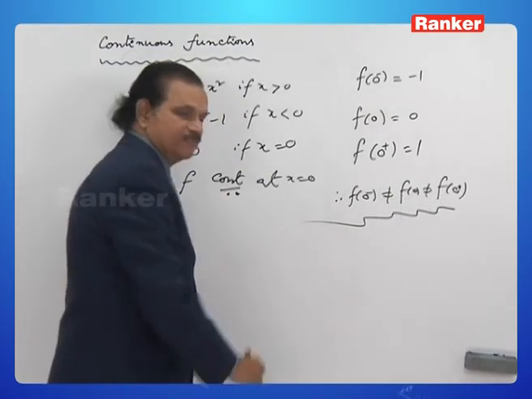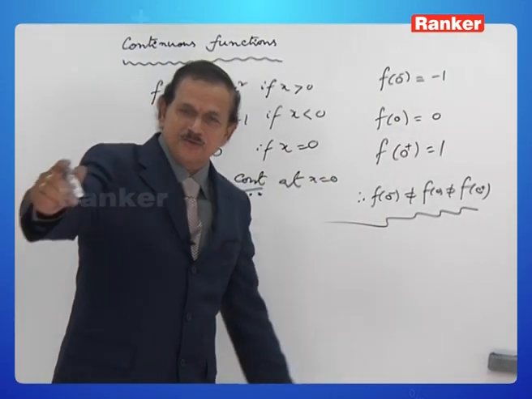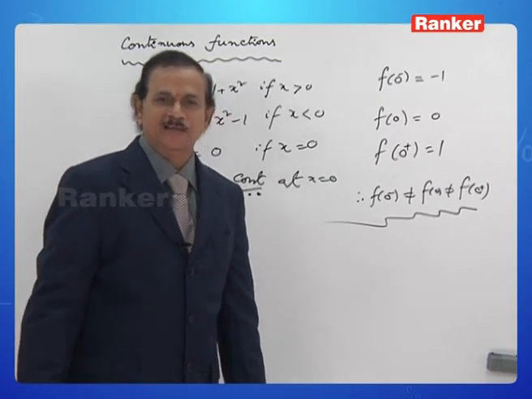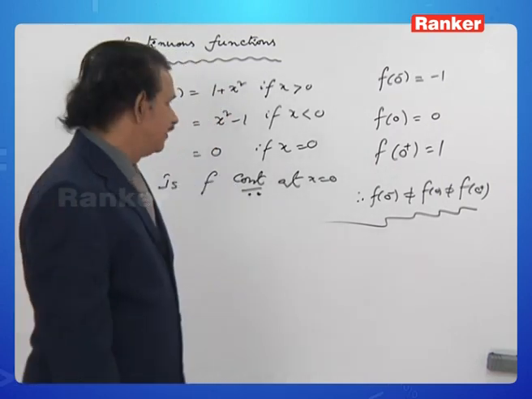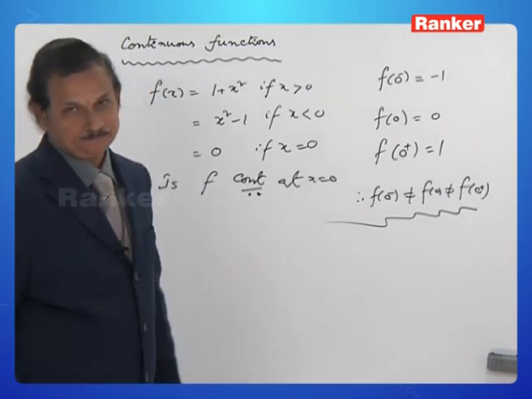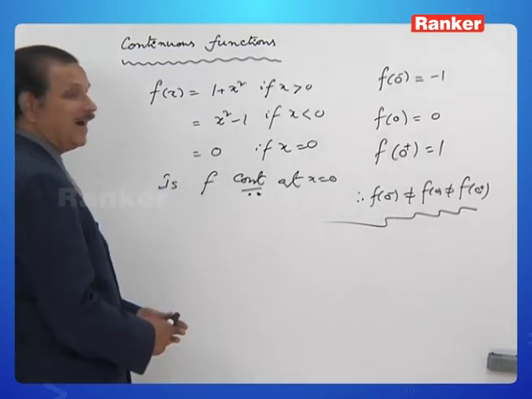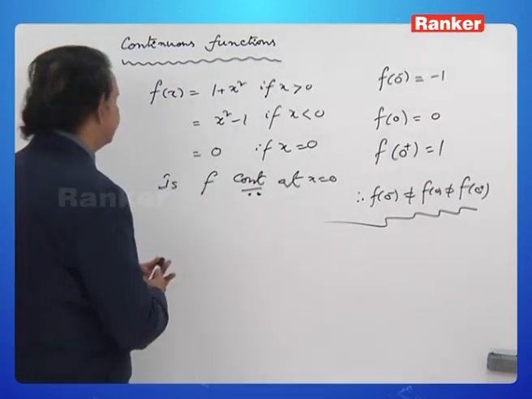Perfect negation. What is your opinion? Is f continuous at x equal to 0? Never. Almost all the conditions are dissatisfied here. Therefore, the function is not continuous at x is equal to 0. So, now I would like to change some things here.